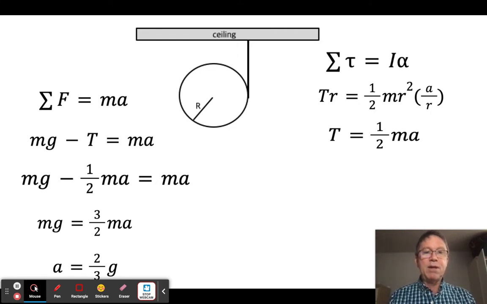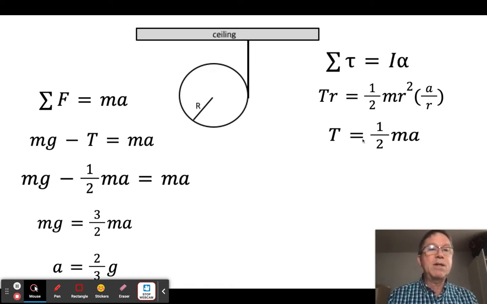This is really cool. This is going to happen a lot. Because torque is force times r, I'm going to divide both sides by r. So if I divide this side by r, this becomes an r squared, and this is an r squared in the numerator and an r squared in the denominator. So r just goes away.